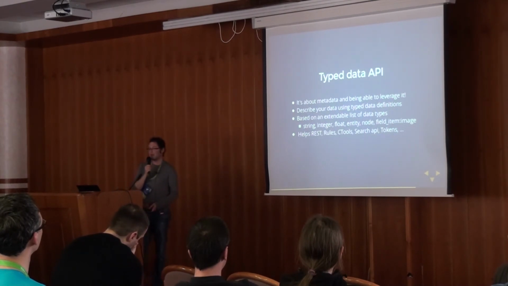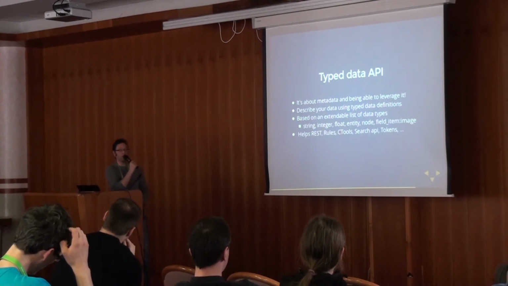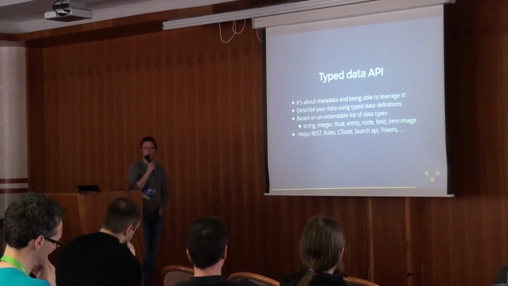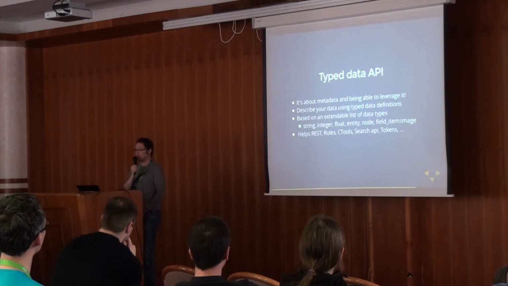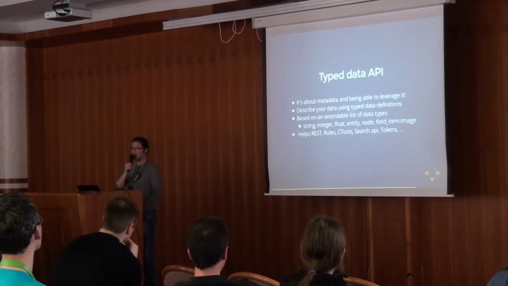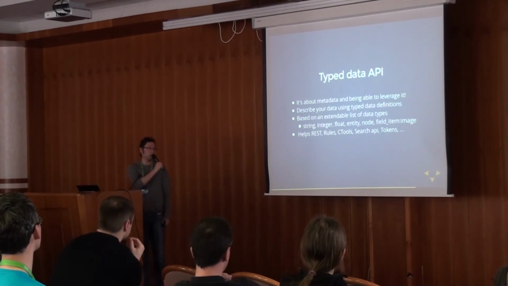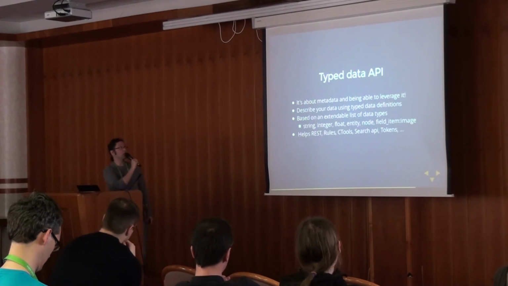So it's based upon an extendable list of data types, like strings, integers, floats, but also Drupal-specific stuff like entities, nodes, or specific field items. And it's mostly important for specific modules like the REST module. Also the Drupal 8 Rules module will totally be based upon that, and also CTools and the context system, therefore Panels, stuff like that. So it's really the common foundational metadata layer for all that kind of modules then. Also Search API is already being ported to Drupal 8 and is also based upon the type data API. And hopefully tokens as well.